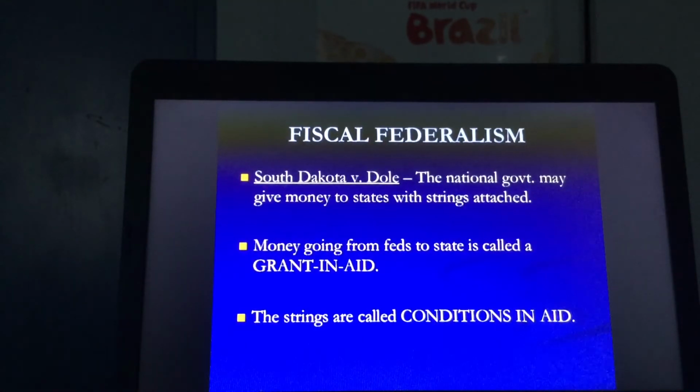Dole was the National Secretary of Transportation, which is why it's called South Dakota v. Dole, but basically it's South Dakota v. U.S., and U.S. won. The Supreme Court made it clear that the national government does not have to give money to states at all. And so when they do, they can do it with conditions.